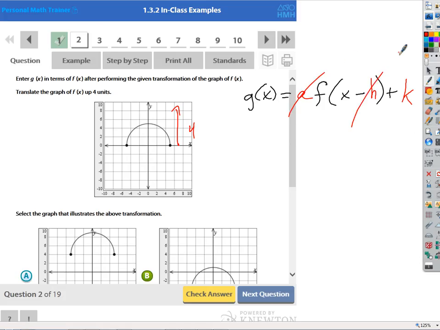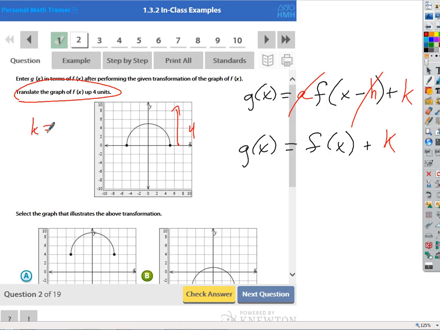So the next step, Jasmine, is what? How am I going to rewrite my template? g of x equals, you just told me, all we need is k, right? f of x plus k. Then we're going to identify what this means. Translating the graph 4 units up is telling us that k equals positive 4, so that's the value we plug in. So it's just f of x plus 4, right? Got it? No big deal.